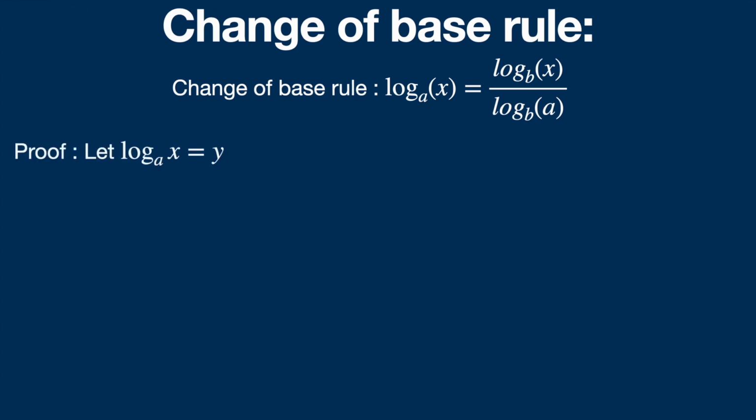Let's start with the proof. Let the logarithm of x in base a equal y, which can also be expressed as a to the y power is equal to x. Now we can introduce log base b by taking the log of both sides in base b. We know from the previous rule that we can multiply the exponent by the same logarithm without the exponent. Isolating y gets us y equal to log of x in base b divided by log of a in base b. Plugging in the known value of y shows us that we are able to interpret logarithms in different ways.